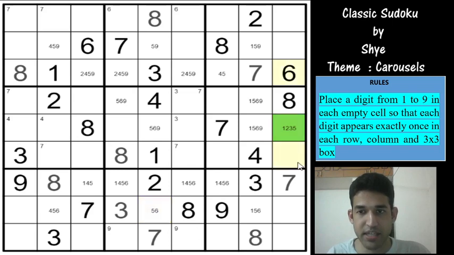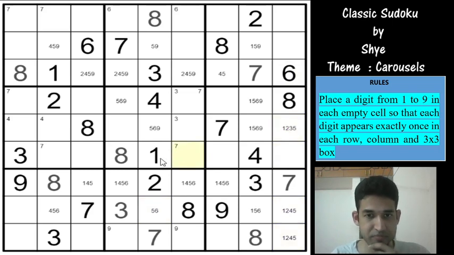Okay, so 6, 7, 8 and 3 and 9. So these two cells must be 1, 2, 4 and 5. Nothing else can go there. I'll remove the highlighting from this cell.